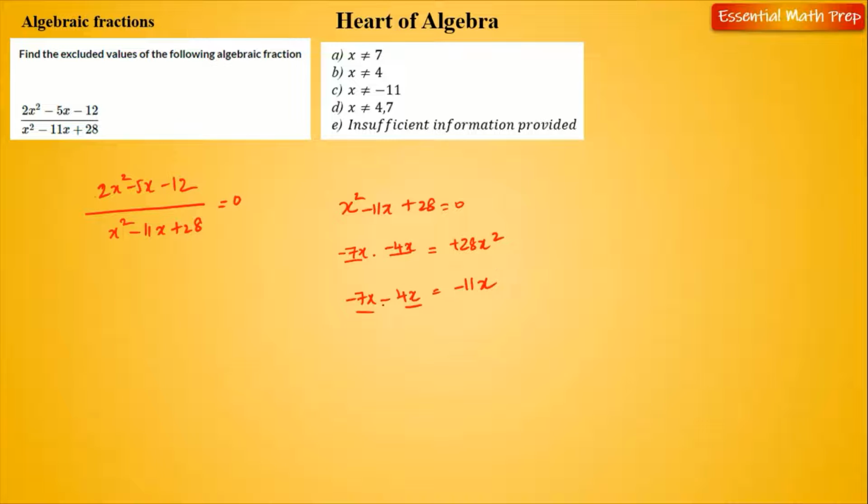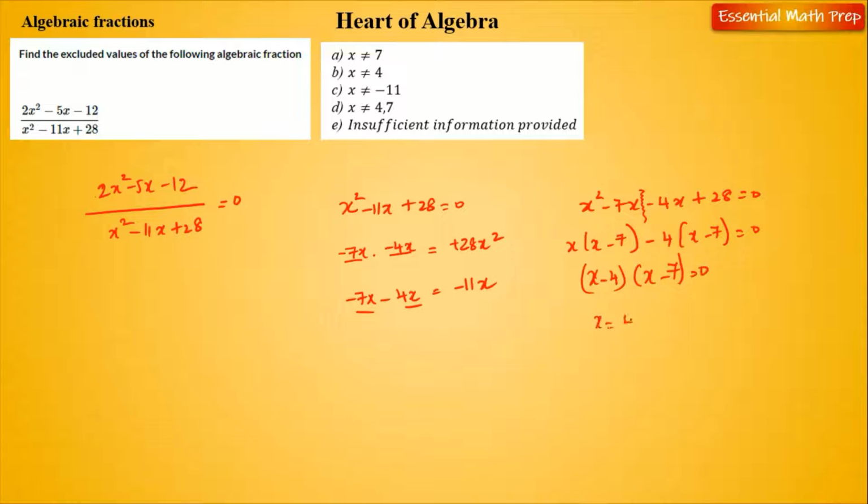So we substitute negative 7x minus 4x in place of negative 11x, and that'll give us x squared minus 7x minus 4x plus 28 equals 0. If we split the equation right here and take x as a common factor, then we get x times x minus 7, minus 4 times x minus 7. The whole thing is equal to 0. So if we combine the terms, it's x minus 4 times x minus 7 equals 0, x equals 4 and 7.